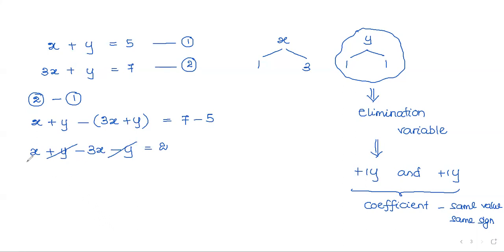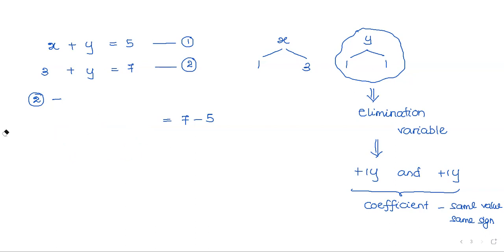sorry, I made a mistake here because this should be the other way around. I have taken the wrong equation. We will write it again. Sorry about it. If I take 2 minus 1, I want to write the second equation first now. So it should be 3x plus y subtract x plus y. Sorry about it, children. Here I took 2 minus 1, therefore I write the second equation component first.